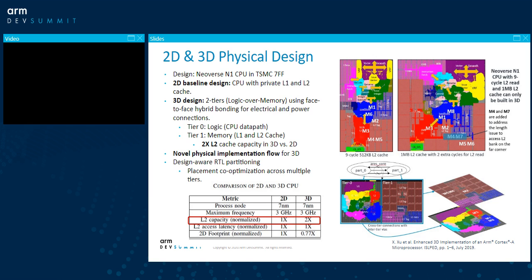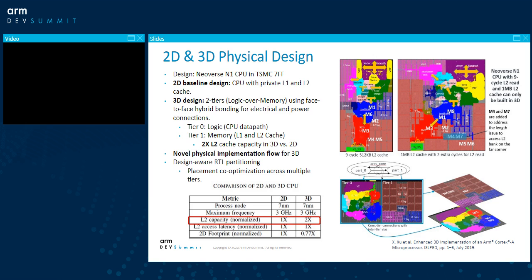Whereas if we increase the cache size to 1 megabyte for infrastructure applications, it requires 2 more cycles in a traditional 2D design, pretty much introduced by wire delay. So in this picture, you can see M4 and the M7 essentially has to be added 1 cycle per read and write access for all the L2 cache memories.